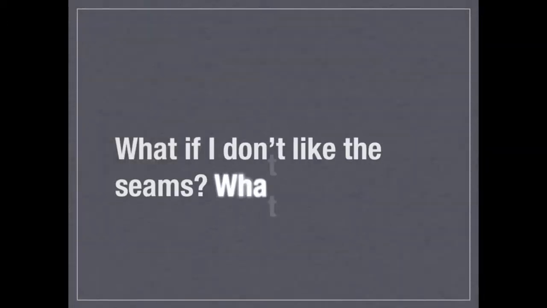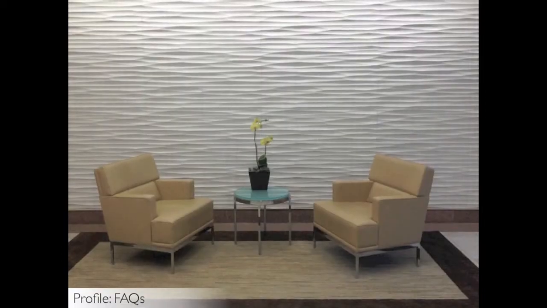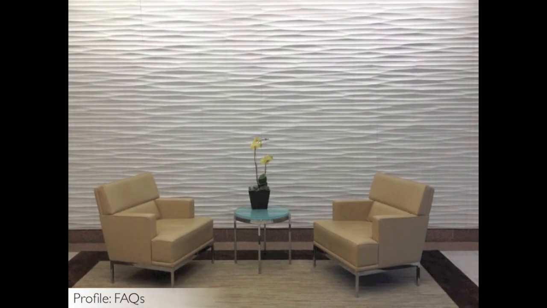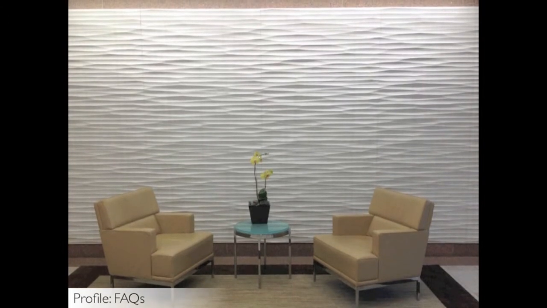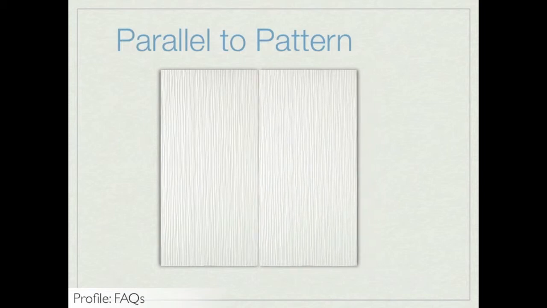What if I don't like the seams? What are my options? In many cases, the strength of the pattern can effectively minimize the seams. However, there are more options to address the paneling. The customer can specify the pattern to run parallel to the seam on the 96-inch side. This method can hide the seam really well.